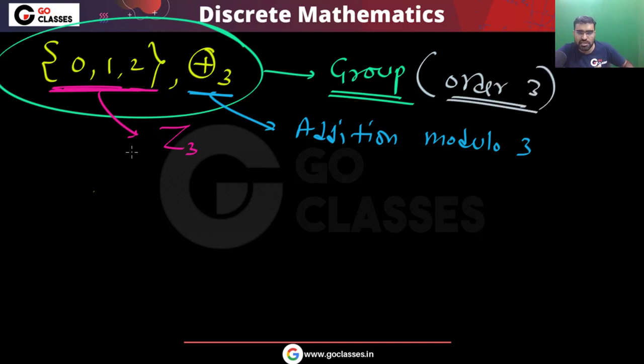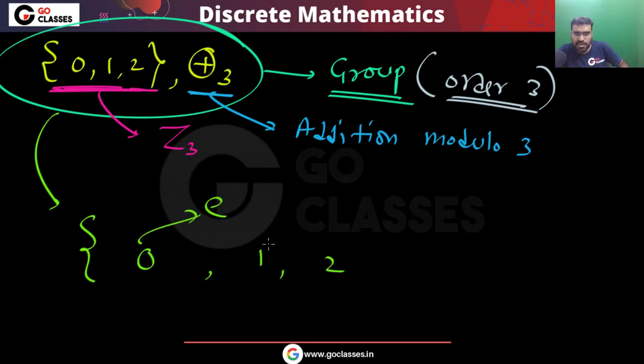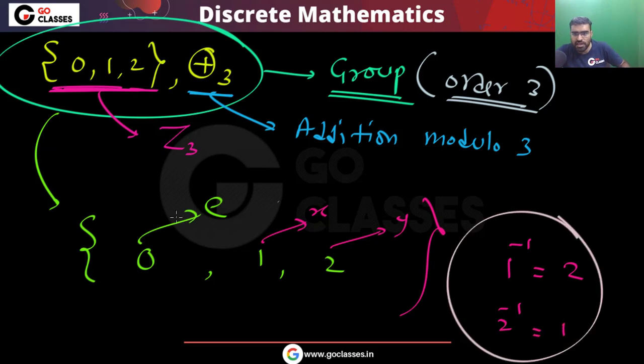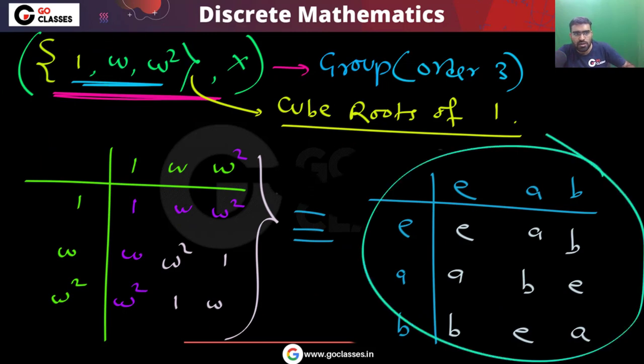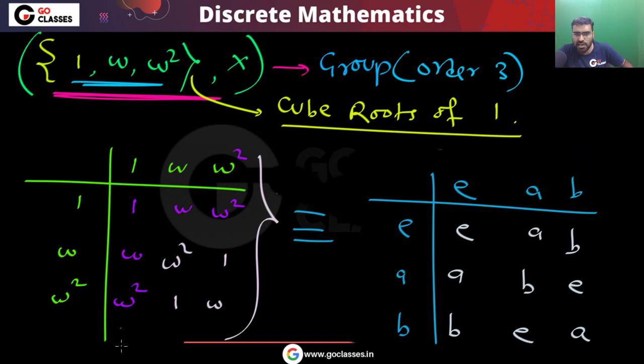So in this group also the same thing will happen. There will be an identity element and the remaining two elements will be inverse of each other. 0 is the identity element. If you find the inverse of 1, that will be 2. If you find the inverse of 2, that will be 1. So again you are getting the same structure: one identity element and the remaining two are inverse of each other.